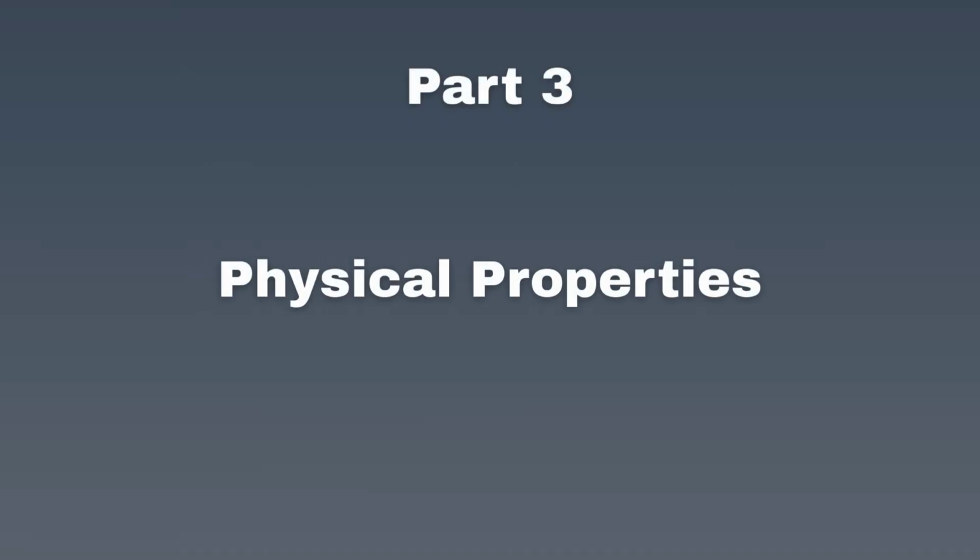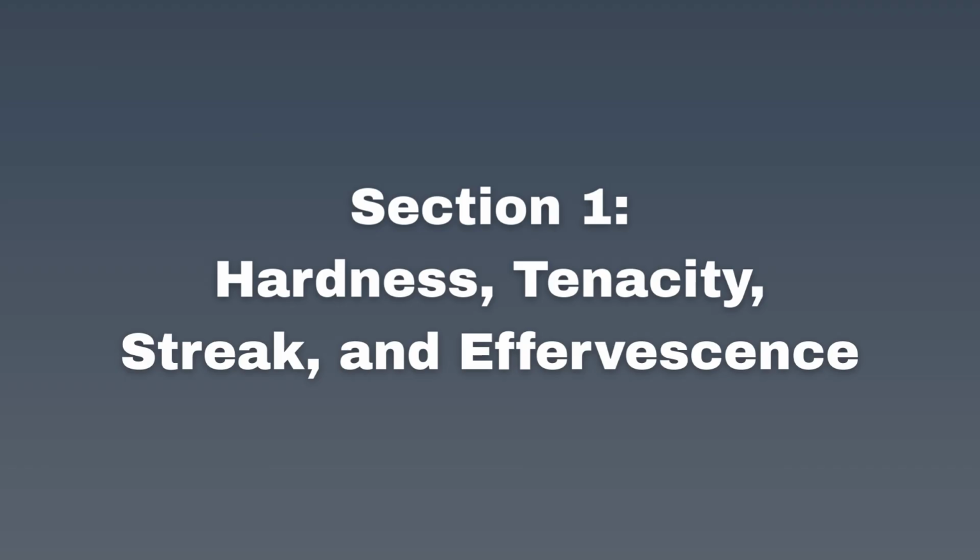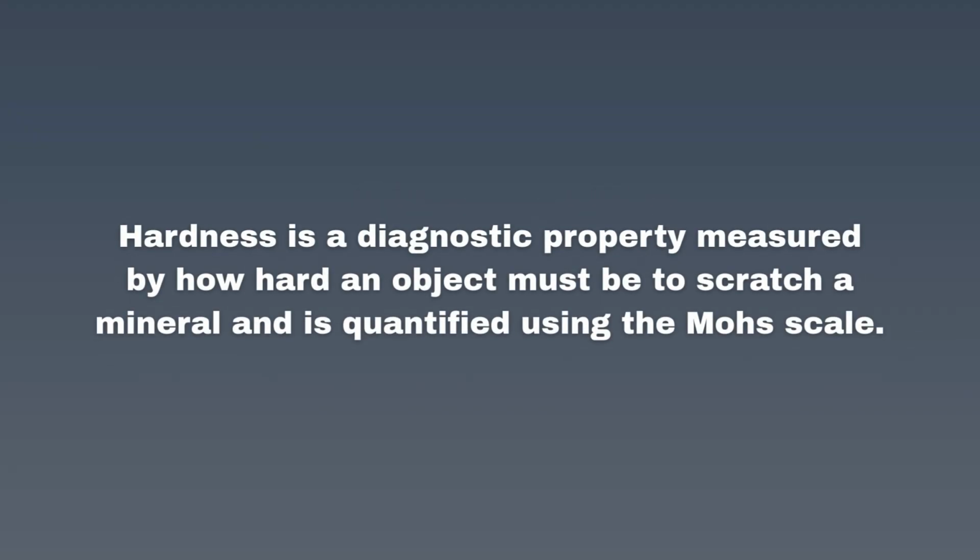Part 3. Physical properties. Section 1. Hardness, tenacity, streak, and effervescence. Hardness is a diagnostic property measured by how hard an object must be to scratch a mineral, and is quantified using the Mohs scale.